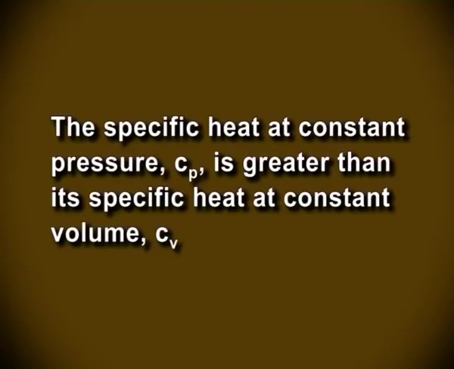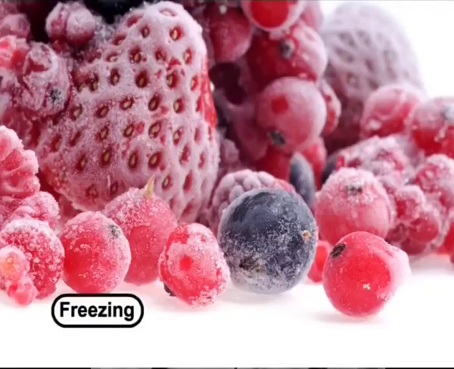For a gas, the specific heat at constant pressure, that is Cp, is greater than its specific heat at constant volume, Cv. In most food processing applications, we use specific heat at constant pressure, that is Cp, since pressure is generally kept constant except in high pressure processing. For processes where a change of state takes place, such as freezing or thawing, an apparent specific heat is used. Apparent specific heat incorporates the heat involved in the change of the state in addition to the sensible heat.